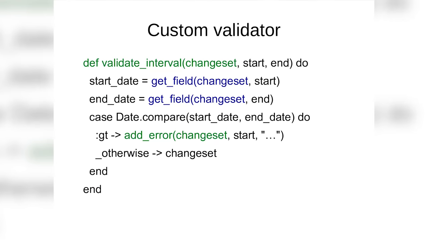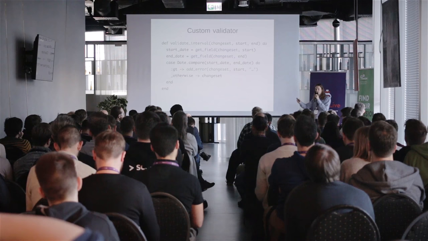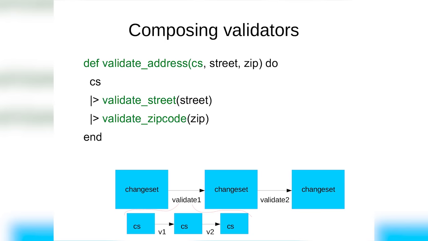So if we look again at this function, there are two types of functions operating on change sets. The blue one, getField, extracts data from change set. So it returns something else, which means this is something like a getter or a lens. And there are the green functions that take change set and return change set, which means they can be used in pipe chains. But also, validators can be composed in the same way as list transformations.